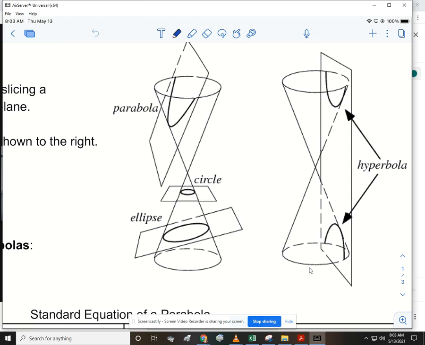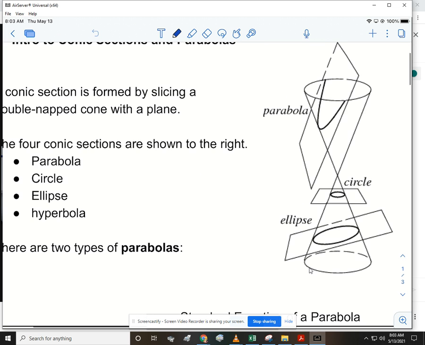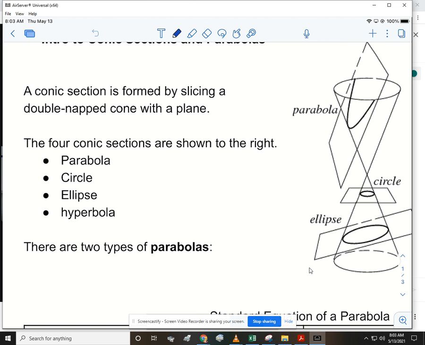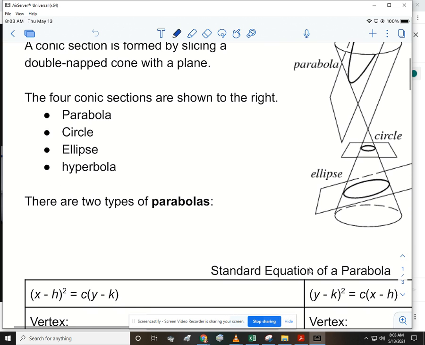We have the parabola, which is a diagonal slice at the top or the bottom, a circle, which is a horizontal slice, an ellipse, which is a diagonal slice that goes out the sides of the cone, and then the hyperbola that goes straight through both cones. We're going to talk about all of these except the circle because we've already talked about circles. So there are going to be two types of parabolas.